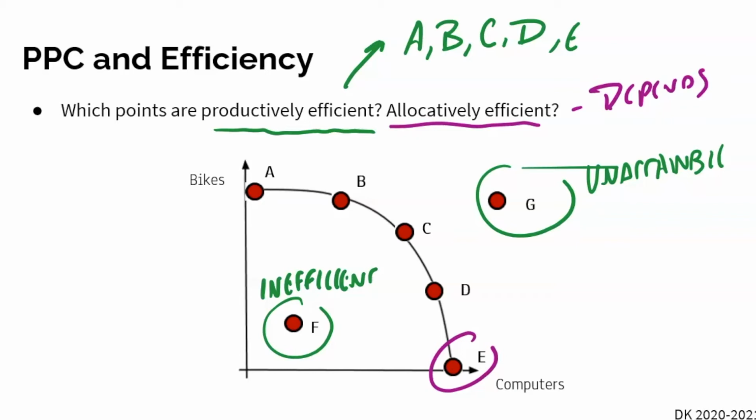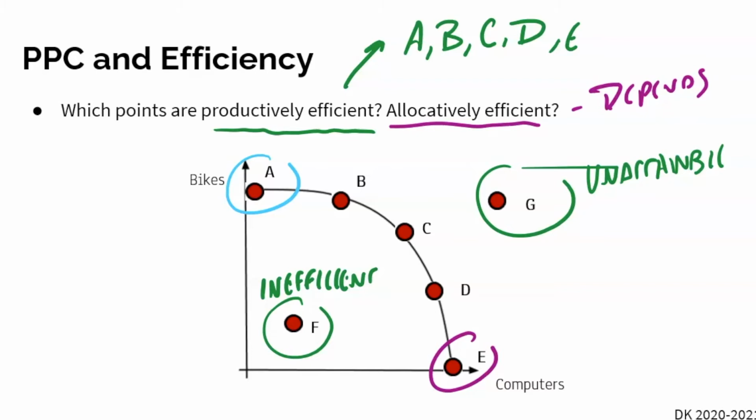But let's say on the other hand, right, we live in a society that doesn't have any electricity. Well, that means, right, the most allocatively efficient point is going to be point A if we live in a society without any electricity. Why? Well, because without electricity, computers have no value. And so because of that, this country that has no electricity should pour all their resources towards the production of bikes.